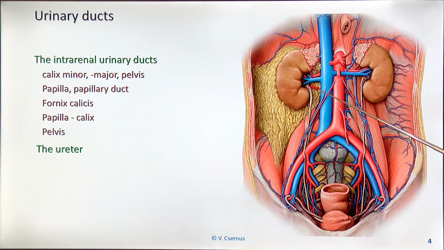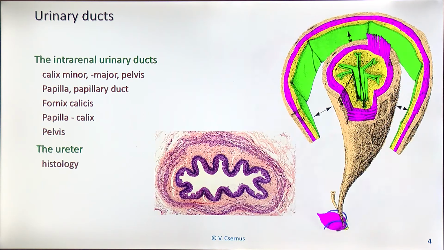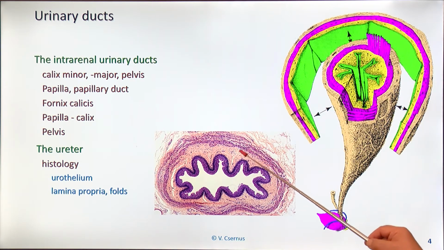The ureter, which leads the urine from the kidney to the urinary bladder, is a little bit more organized. This is a tube with a star-like lumen. The epithelium is urothelium, this transitional epithelium, as we expected. And the lamina propria, as always, is a loose connective tissue. The lamina propria makes folds, and the folds are longitudinal.